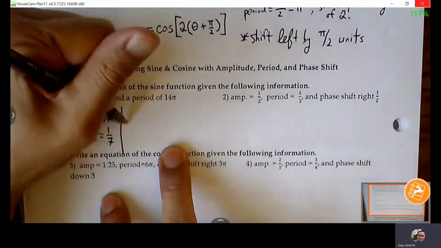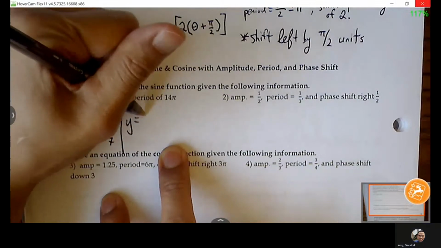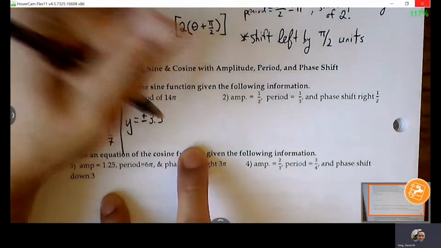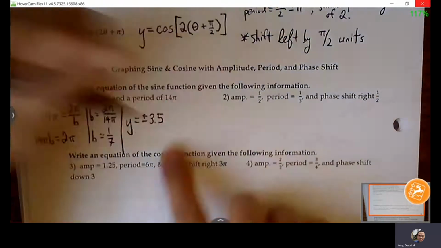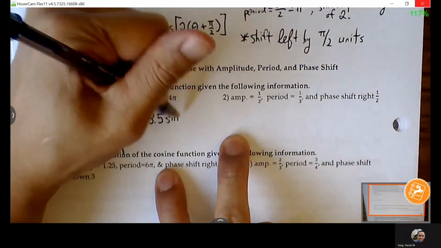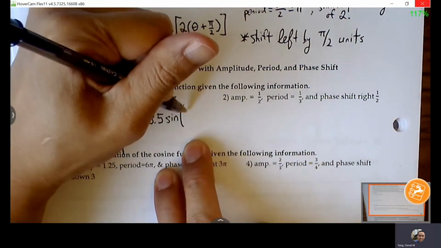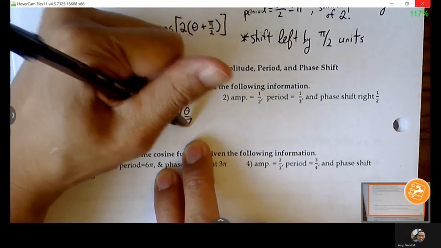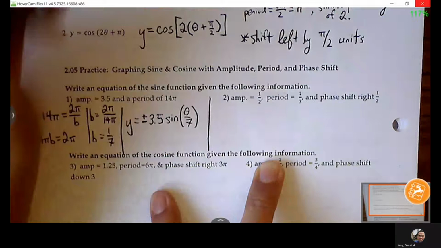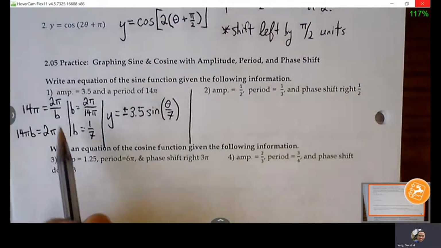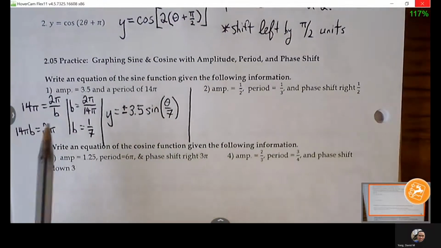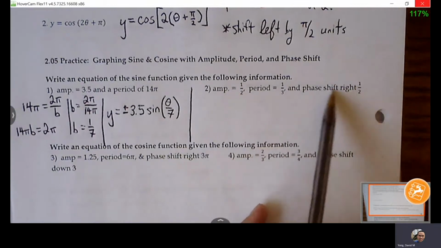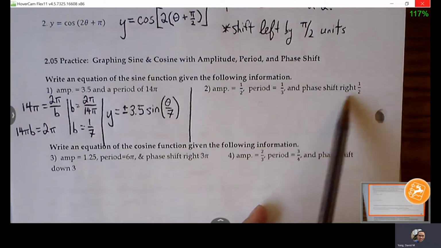So we can write our equation. This is a sine. We want a sine function. You can either write it as theta over 7 or 1/7 theta. Either way. Okay, so nothing new here with number 1. Okay, number 2, amplitude, period, and then we also have a phase shift to the right by 1/2.